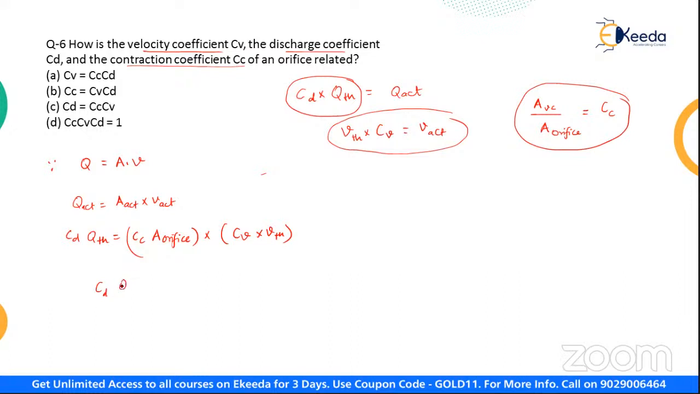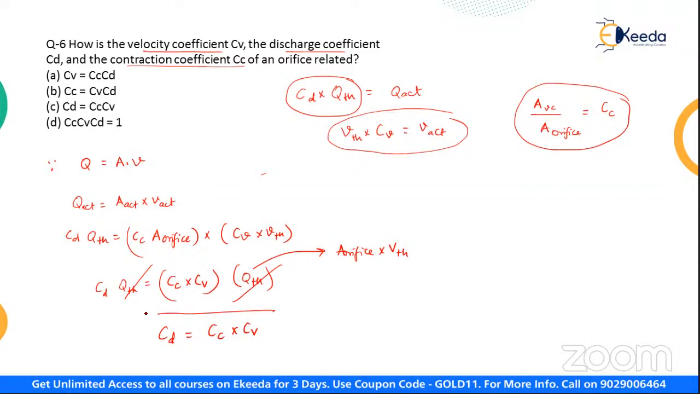So Cd into Q theoretical will be equal to Cc into Cv, area at the orifice, and into V theoretical. Therefore, this Q theoretical will be cancelled out, and from here we get the relation as Cd is equal to Cc into Cv. The correct option will be option C.